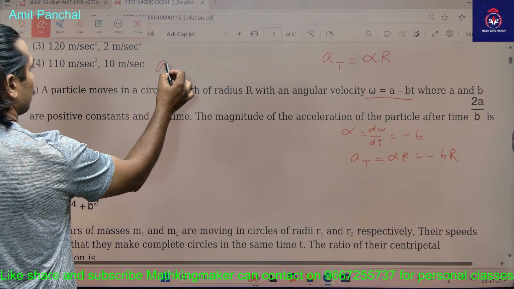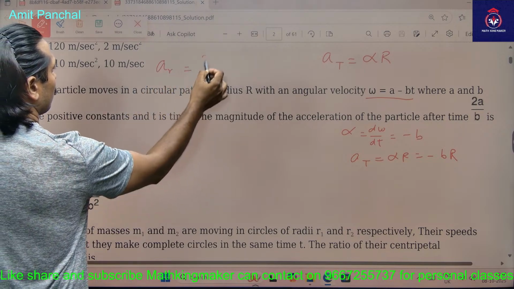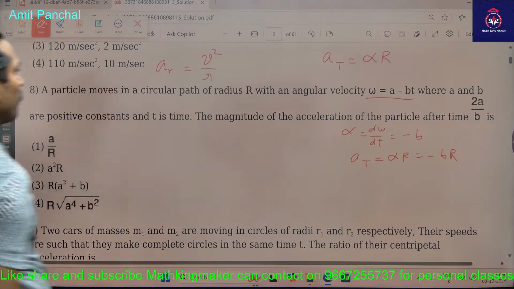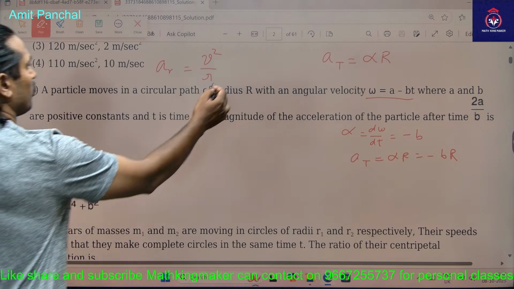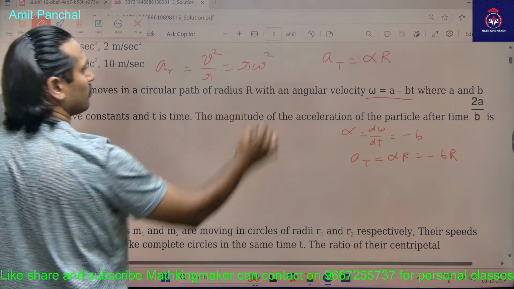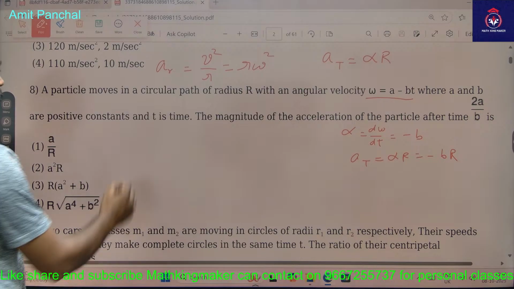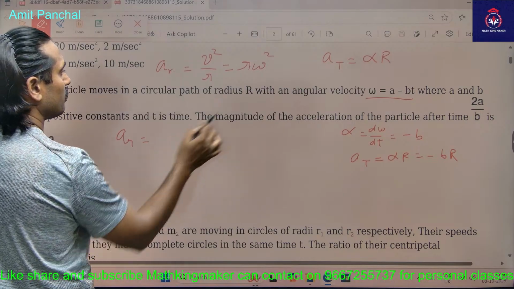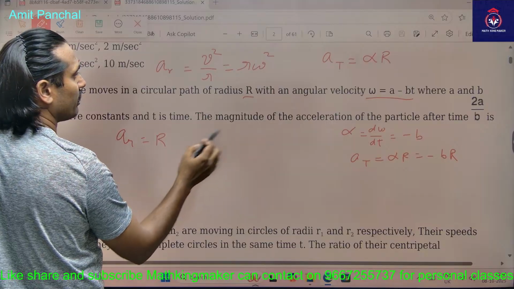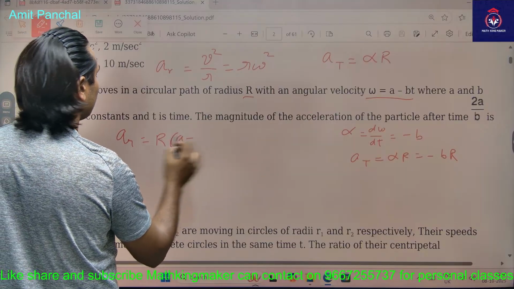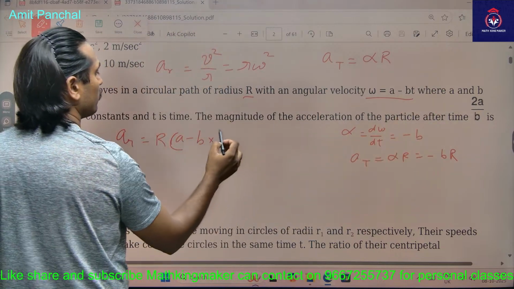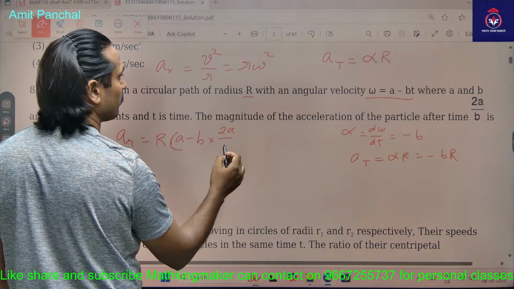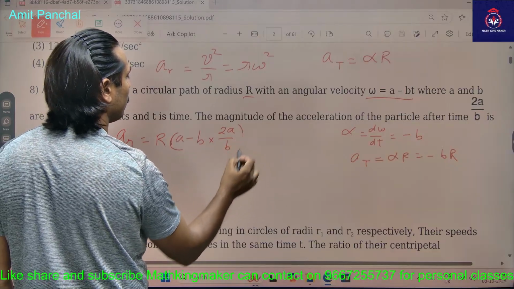What is AC or AR? It will be V square by R, which is also equal to R omega square. So just keep the values. R is capital R, omega is a minus bt, and the time at the particular moment is given as 2a by b. So in place of t, we'll put 2a by b.